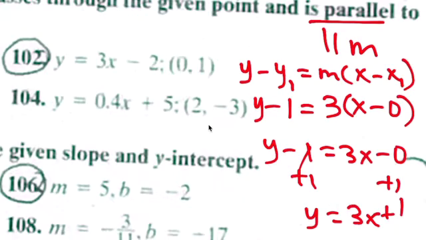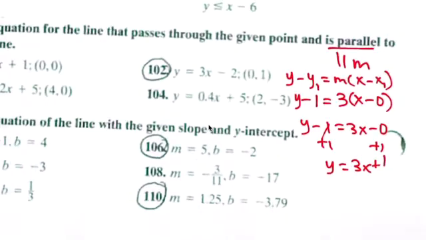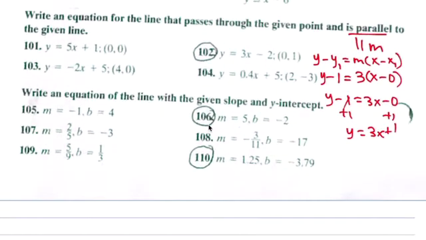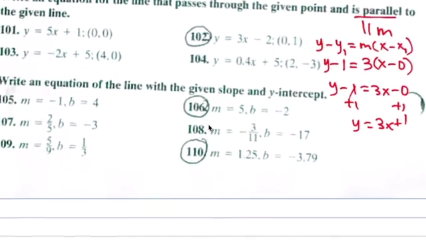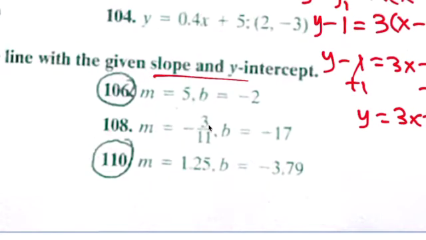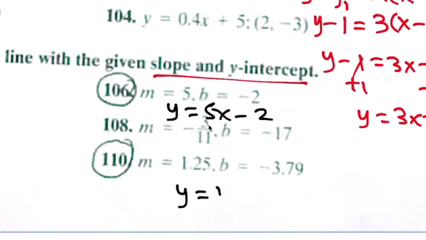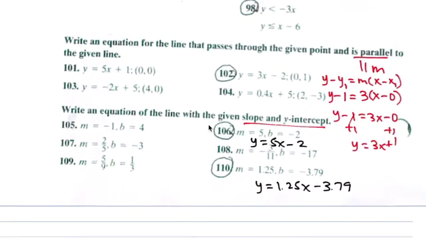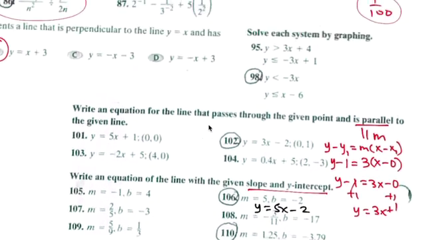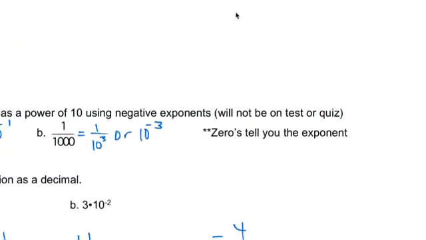Okay. And then slope intercept form. Well, that's easy. It's already given you the slope, so y equals 5x minus 2. Y equals 1.25x minus 3.79. Okay, and that's it. Hope that helps. Hopefully I made some errors. I didn't.